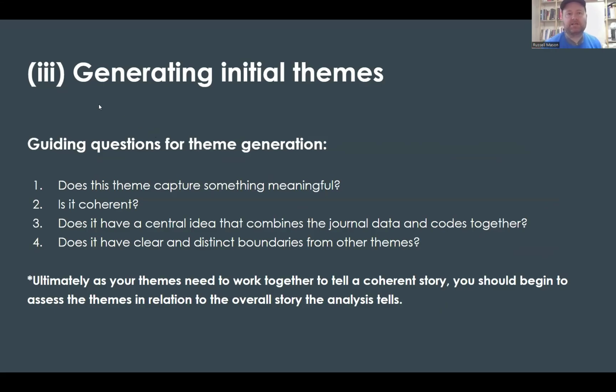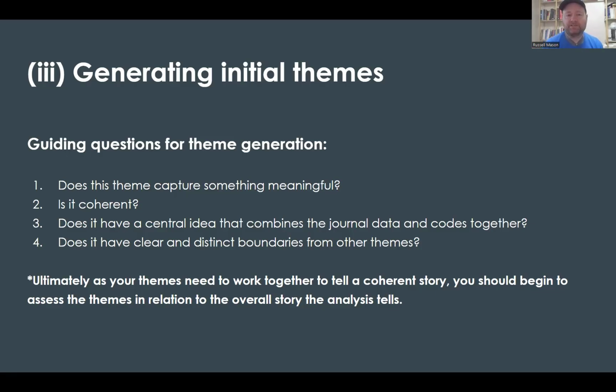Okay, so let's have a look at some guiding questions for the theme generation stage. Number one, does this theme capture something meaningful? So as I said already, it's not just something that happens a lot, it's something that is meaningful. Is it coherent? So are the themes that I'm generating coherent? Will they allow me to tell a coherent story about my experience when I write and speak about this later on? Does it have a central idea that combines the journal data and the codes? So we will look at this central idea again shortly.